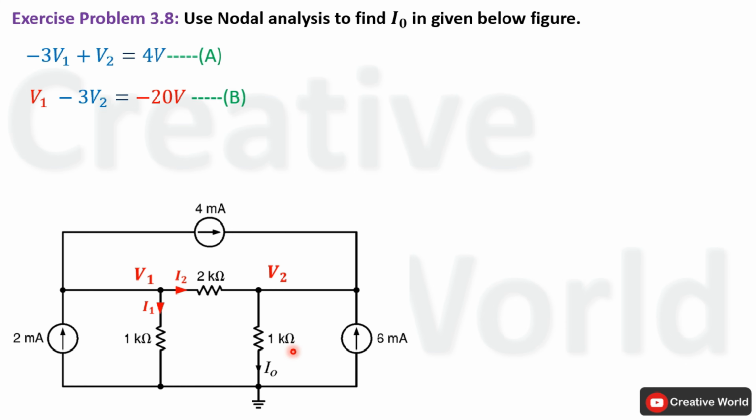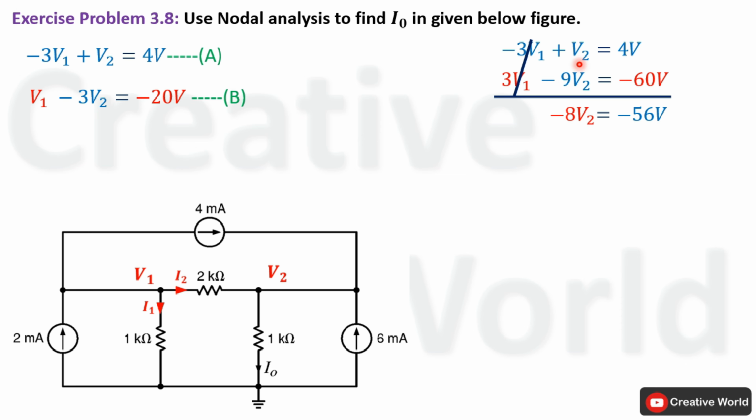For that purpose, we will take equation A as it is and will multiply equation B with 3. The equation will become 3V1 minus 9V2 equal to minus 60 volt. Now add these two equations together. Minus 3V1 and plus 3V1 will cancel out with each other. Minus 9V2 plus V2 will equal minus 8V2. On the other hand side of equal, minus 60 volt plus 4 volt will be equal to minus 56 volt.